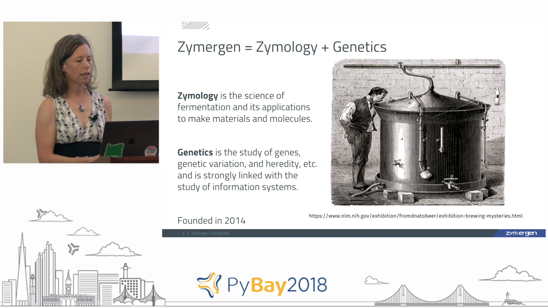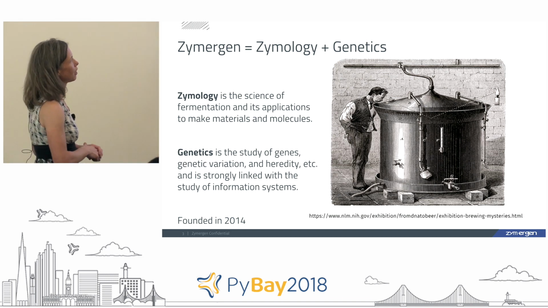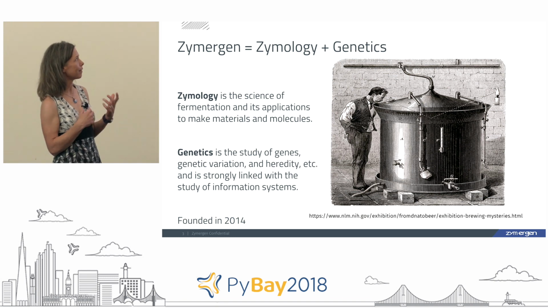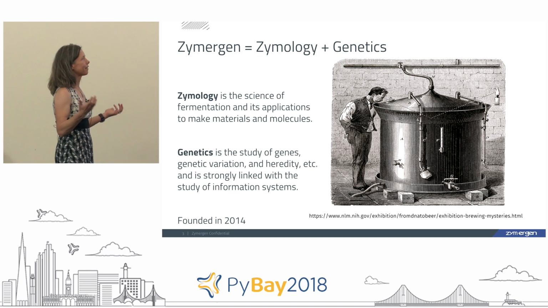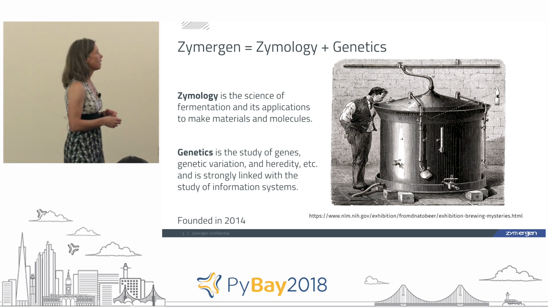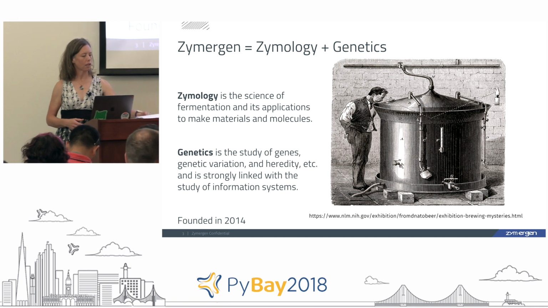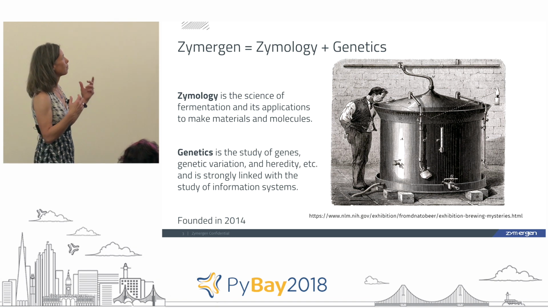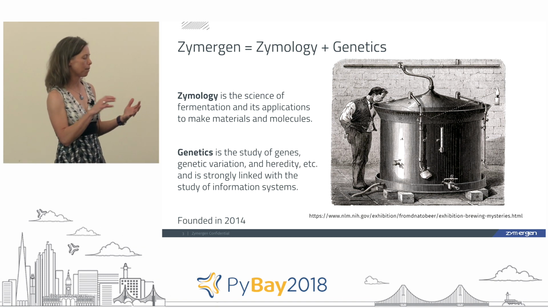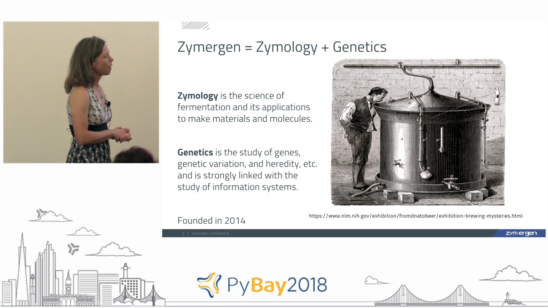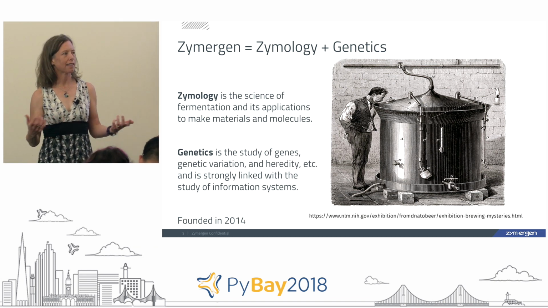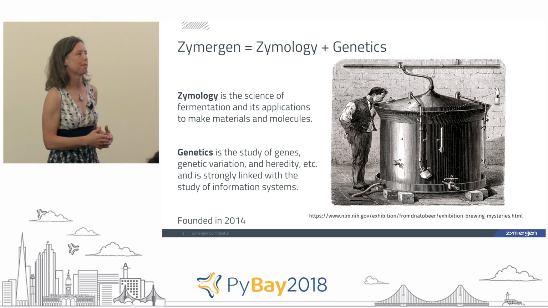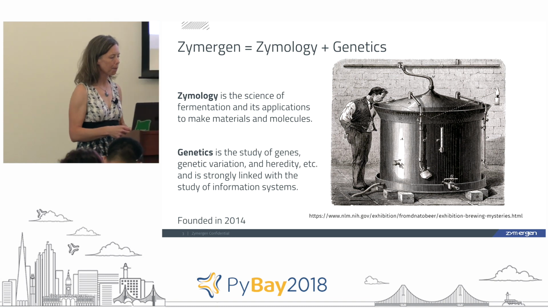So Zymergen is a combination of zymology and genetics. Zymology is the science of fermentation to make applications or to make materials and molecules. And genetics is, of course, the study of genes and genetic variation. And at Zymergen, we combine the genetics to improve microbes to make better production. So we make new products and make the bugs faster, stronger, et cetera. And when I say faster, stronger, that's things like making them so that they need less food to make more product, and there are other ways you could think about that.